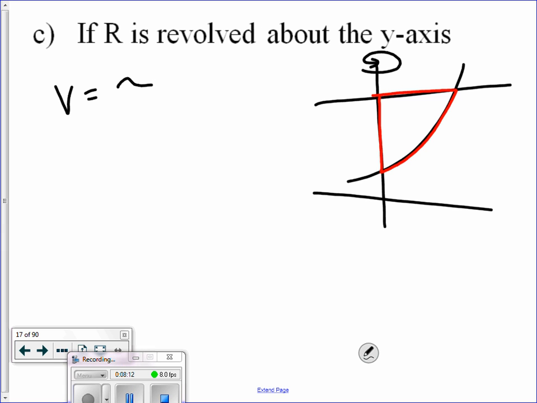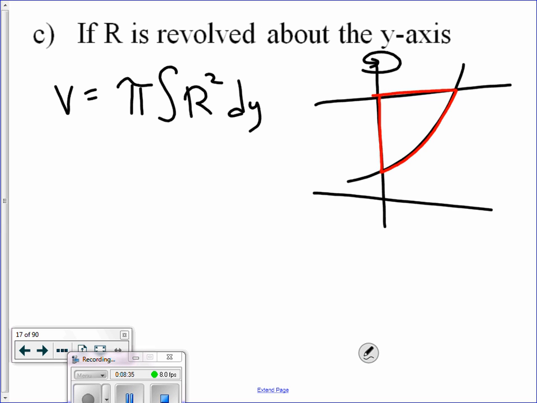Well, don't forget it's pi times the integral of r squared. Now, we're going about the y-axis. Is it dx or dy? dy will be the thickness. Okay, since it's dy, what are my limits of integration going to be? Okay, it's 1 to 5.